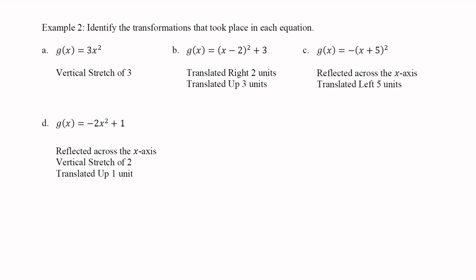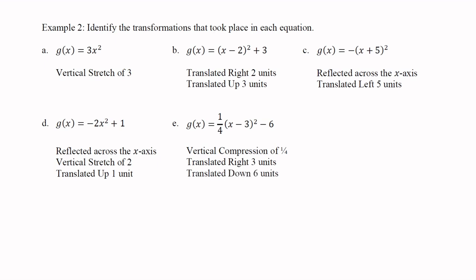And don't forget, I forgot this one, we have a 2 in front of that x squared, so we were stretched by a factor of 2. For e, we have a leading coefficient of 1/4. It's positive, so we're not reflected, but it is less than 1, so we have a compression of 1/4. We have a minus 3 inside the parentheses, so our h value is 3, meaning we were translated right 3 units. And then a negative 6 on the end tells us we're translated down 6 units.